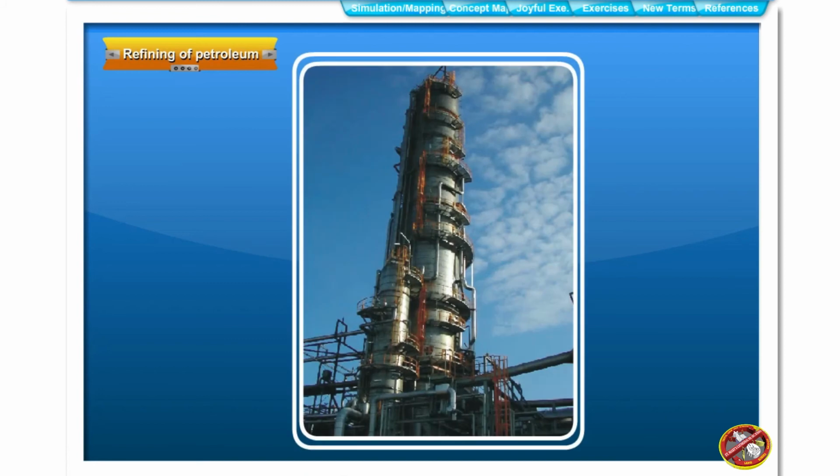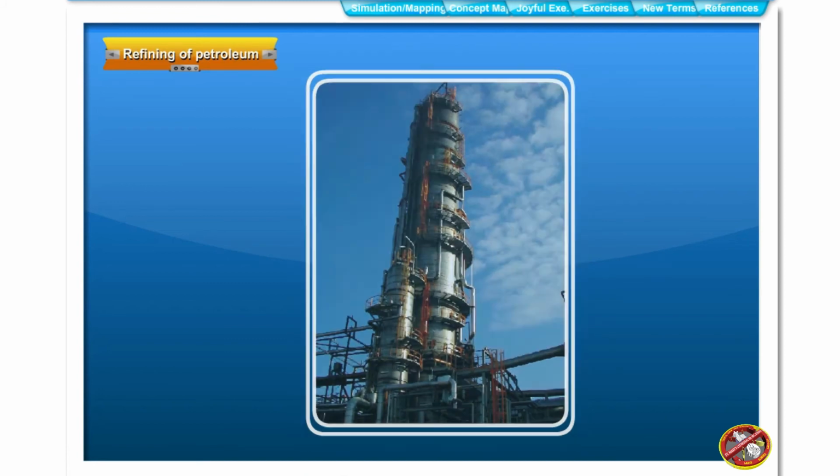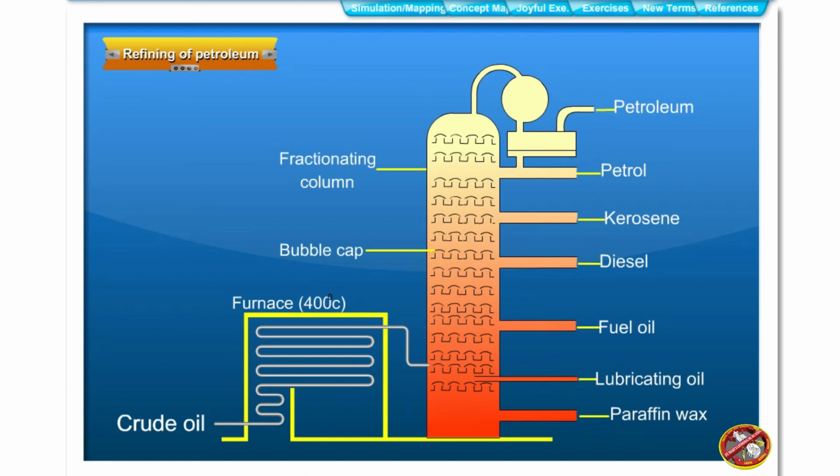Refining of petroleum. Petroleum is a complex mixture of various constituents such as petroleum gas, petrol, kerosene, diesel, lubricating oil, fuel oil, paraffin wax, etc. The crude oil cannot be used as such. We need to separate the various constituents of petroleum, so it has to be purified or refined. The process of separating the various constituents of useful fractions of petroleum is known as refining of petroleum.